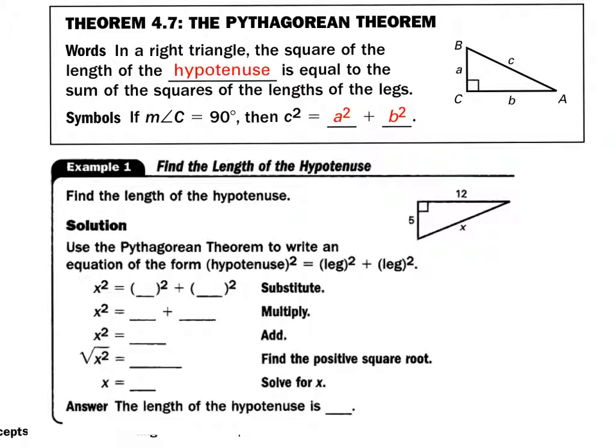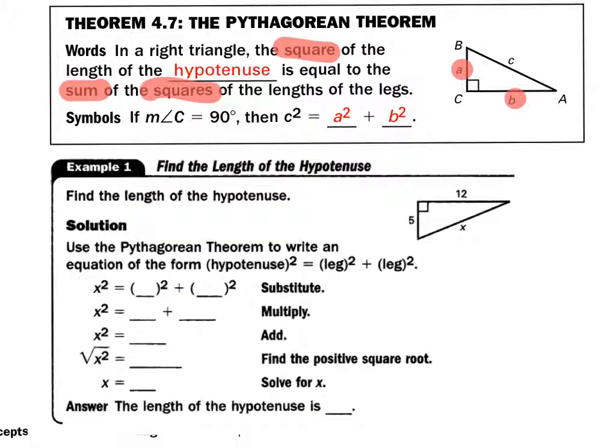And here's the Pythagorean theorem. It says in a right triangle, the square of the length of the hypotenuse is equal to the sum of the squares of the length of the legs. So the important thing to remember is the square of the hypotenuse is equal to the sum of the squares of the legs. And it's a lot easier when we say c squared equals a squared plus b squared, but make sure that you're placing a and b on the legs, and c is the hypotenuse. And obviously angle C has to be 90 degrees, okay?